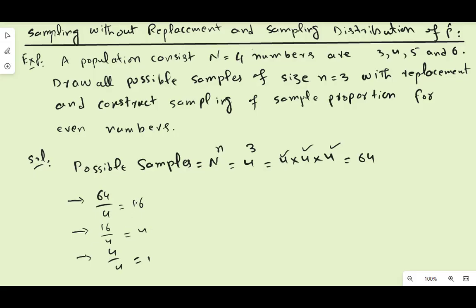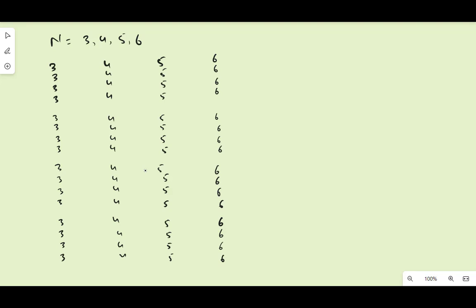So let us write each and every observation 16 times, then 4 times, and then once. N is equal to 4 and the numbers are 3, 4, 5 and 6. Writing 3 16 times. Similarly, writing each and every value 16 times, we get this. So we are done. We have written each and every value 16 times.